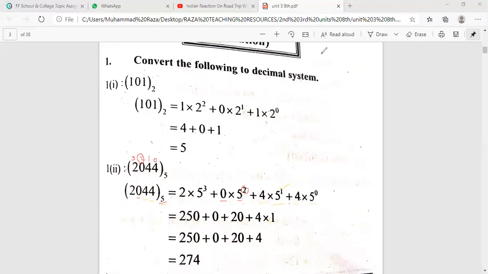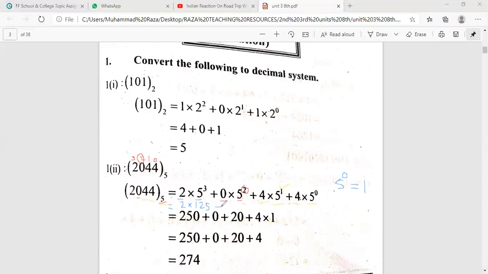Now this 5 power 0 means power of any number when it becomes 0, then that number will be equal to 1. Now what will we do? Now this 2 is multiplied with 5 power 3. Now 5 power 3 is 125. So 2 is multiplying with 125.